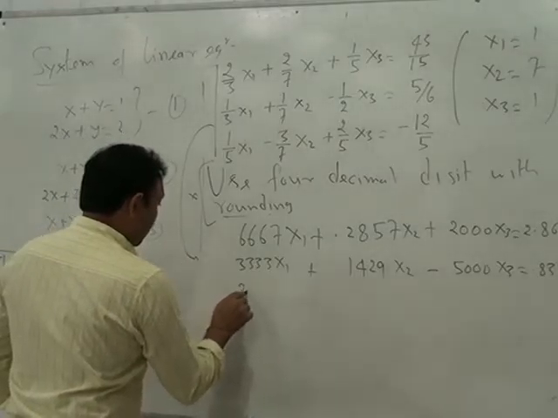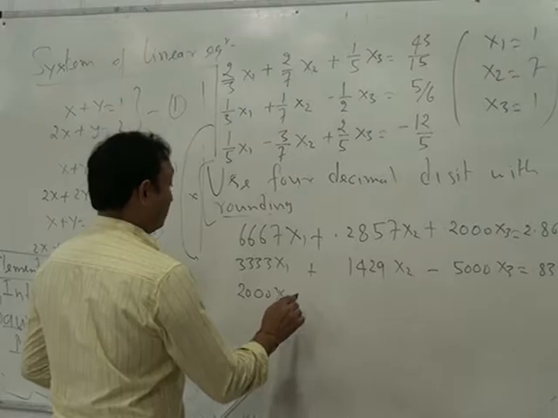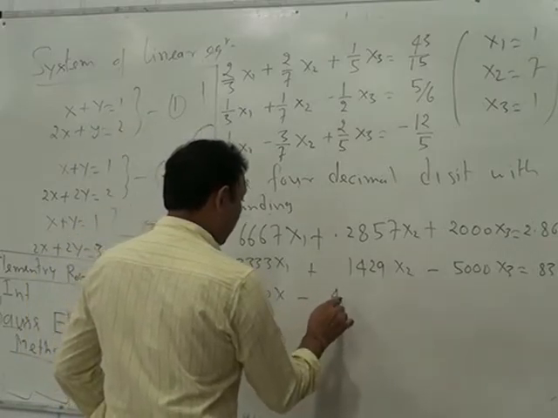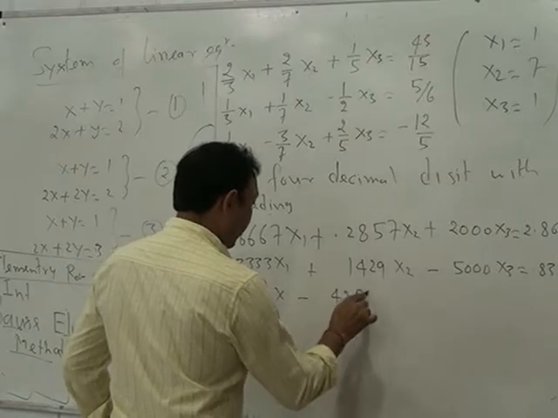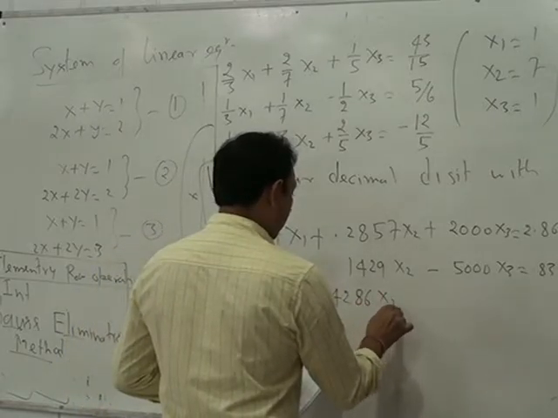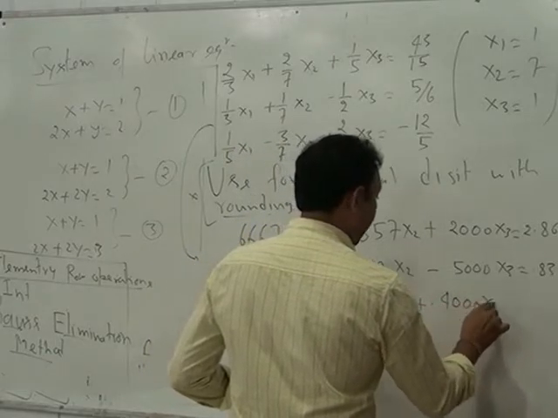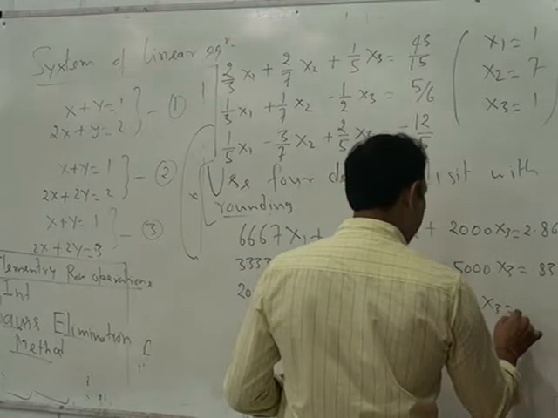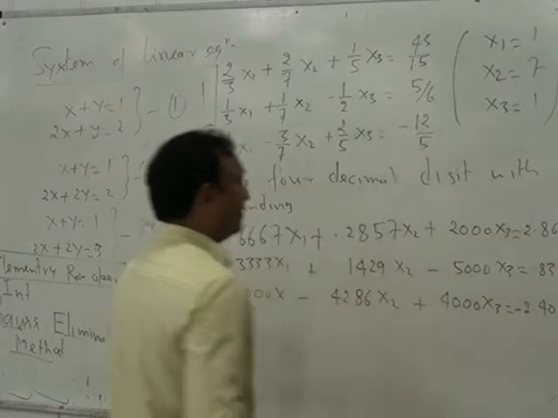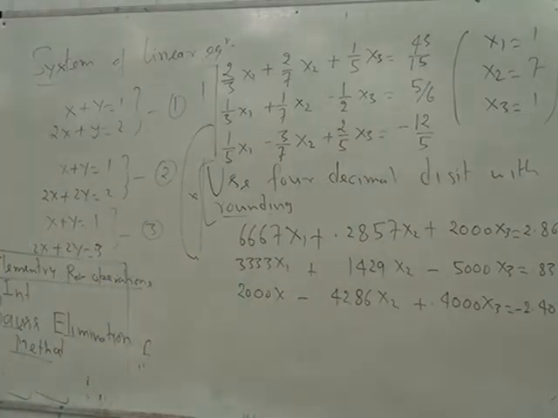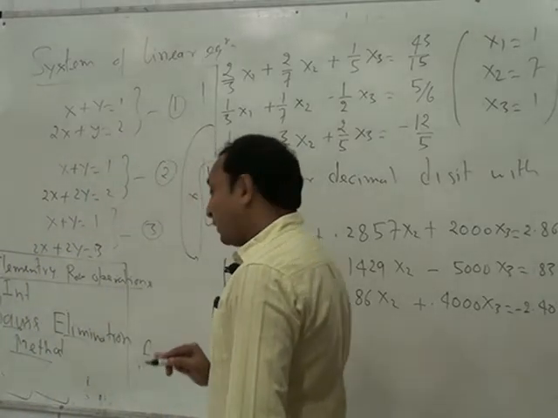This again is 0.2 x1 minus 0.4286 x2 plus 0.4 x3 equal to minus 2. Now I can rewrite it like this. Now I have to perform my Gauss elimination method. How do I perform? You make these two entries 0, that means you eliminate x1.